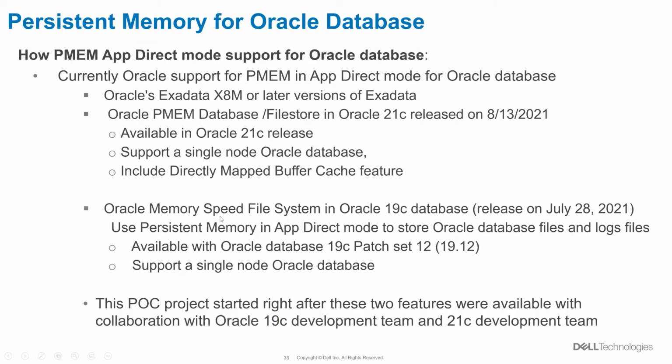Or Oracle memory speed file system in 19C, but you have to upgrade your database to 19C release 12, so patch set 12. You also have to realize that these two only support single node database. The only Oracle RAC support using PMem is available on Exadata. The non-Exadata machine support is only for single node database.